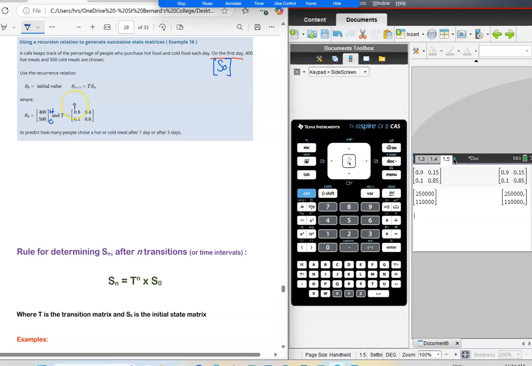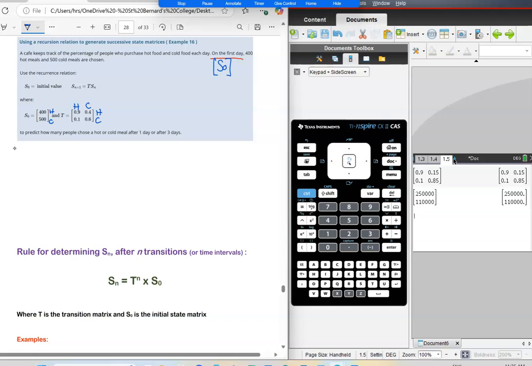So let's write, they've done hot on top and cold below. If you were reading your transition matrix, you need to make sure that you've got that there. Now, it's asked me to predict how many people choose hot and cold after 1 day or after 3 days. So for us to get those answers, first of all, we need to find S1.